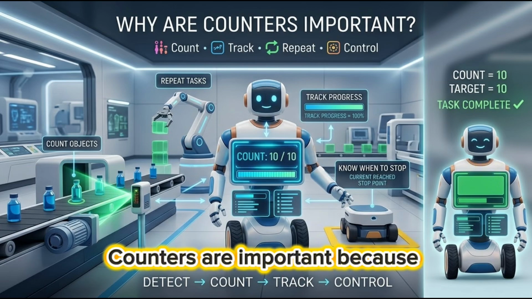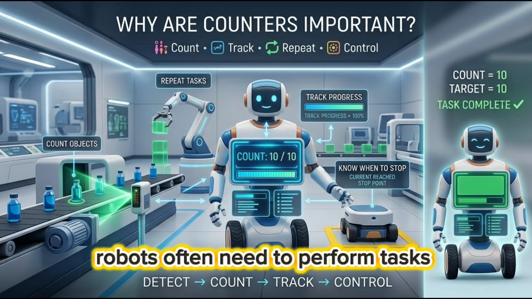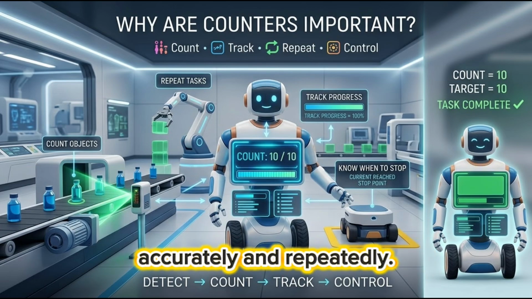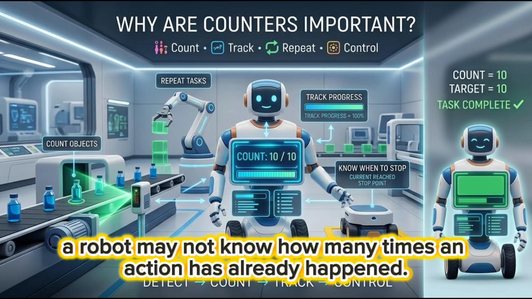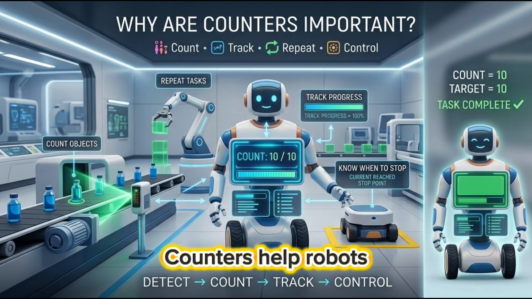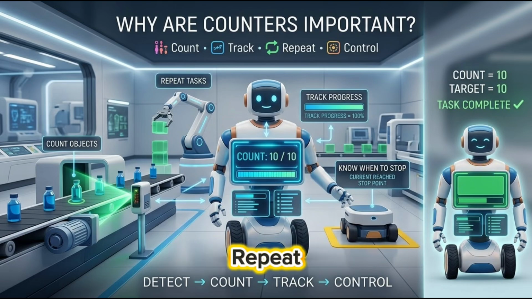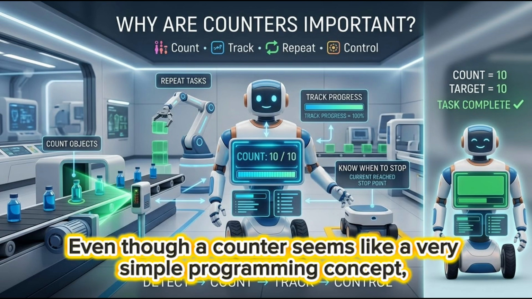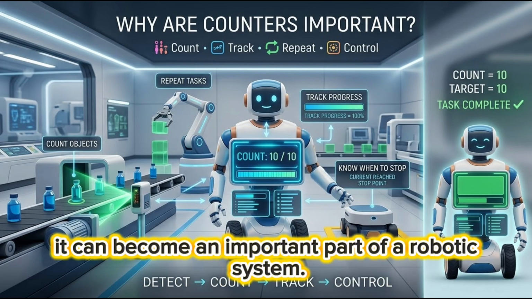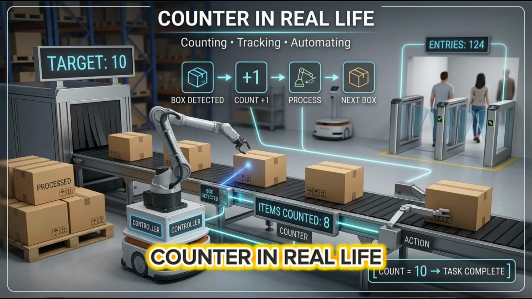Why are counters important? Counters are important because robots often need to perform tasks accurately and repeatedly. Without a counter, a robot may not know how many times an action has already happened. Counters help robots count, repeat, track, control, and complete tasks accurately. Even though a counter seems like a very simple programming concept, it can become an important part of a robotic system.